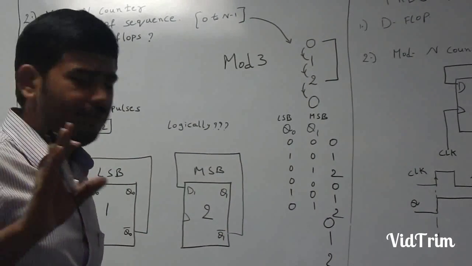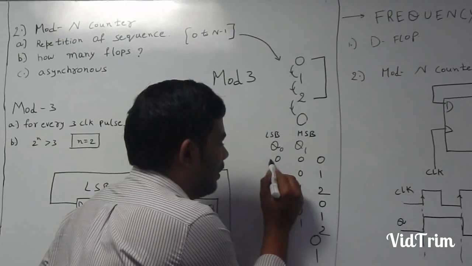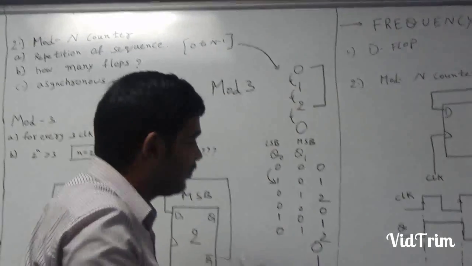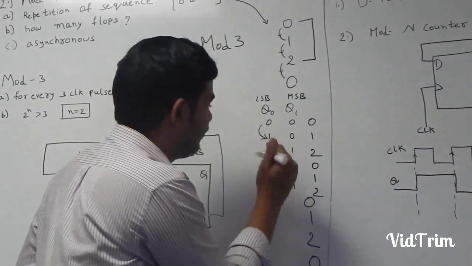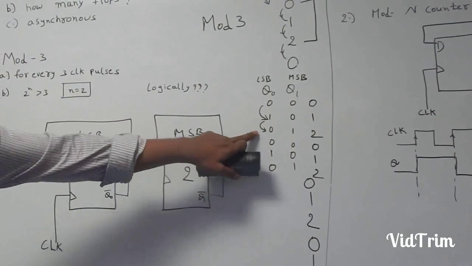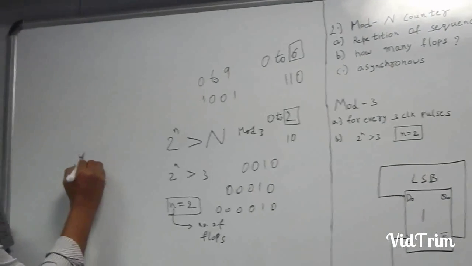So clearly, if you make a conclusion here, this is toggling. This 0 is changing to 1, again 1 is changing to 0. See, this is toggling, right? Let us suppose the mod 3 counter is that. Let us take mod 5.